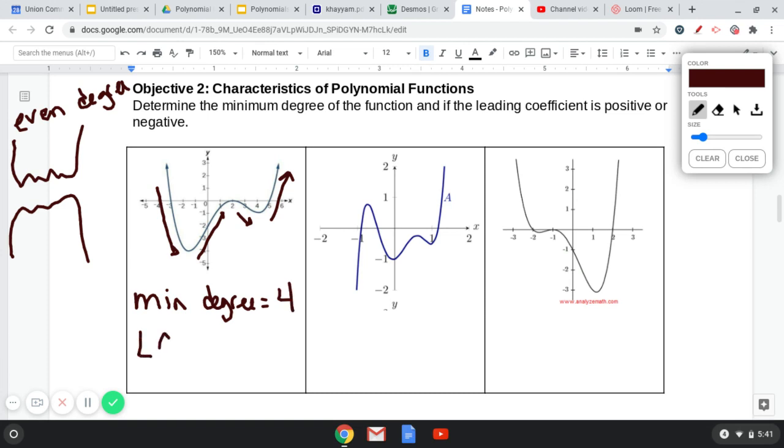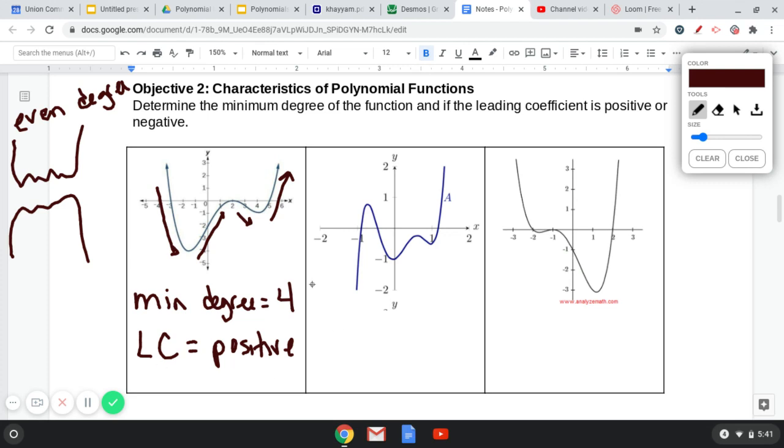And then the leading coefficient. Are you okay if I say leading coefficient like this? Is this positive or negative? Well, it depends if the y values approach infinity or if they approach negative infinity. Ours approach infinity, so the leading coefficient is positive. If this would have pointed down, then the leading coefficient would have been negative.